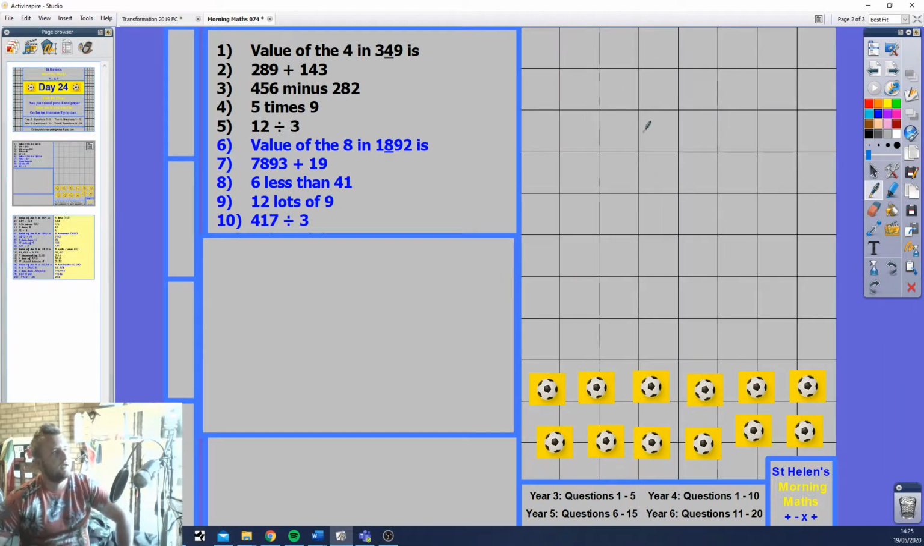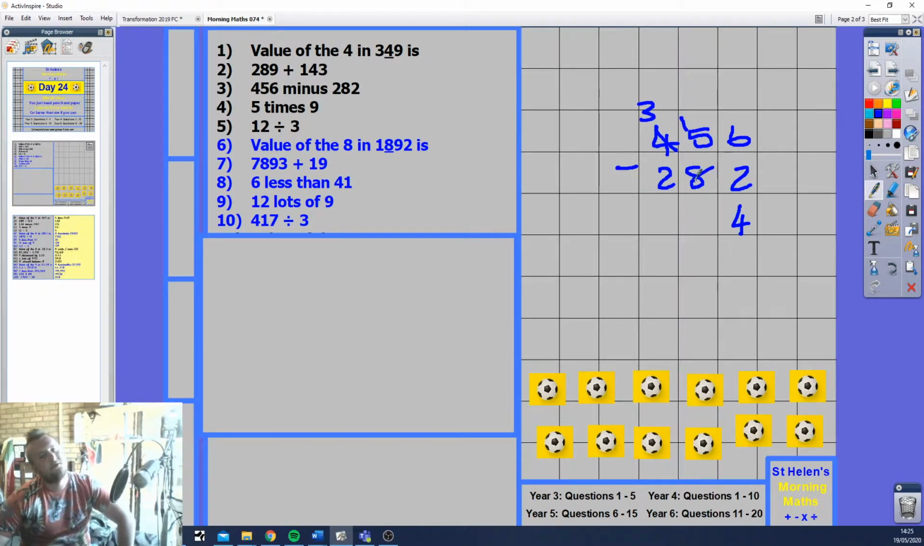Okay. The next one, we have a minus, which is subtraction. Minus is subtraction. So put the bigger number up top, 456. Smaller number at the bottom, 282 maybe. And we go from there. 6 take away 2. You can do that. Equals 4. 5 take away 8. I had 5 sweets. Could you take 8 sweets away from me? No, you can't. So I need to borrow from over here.